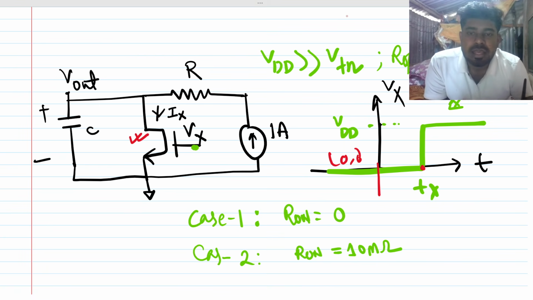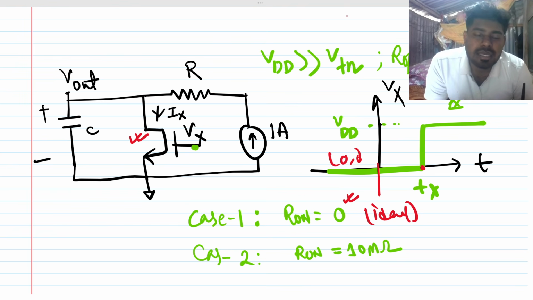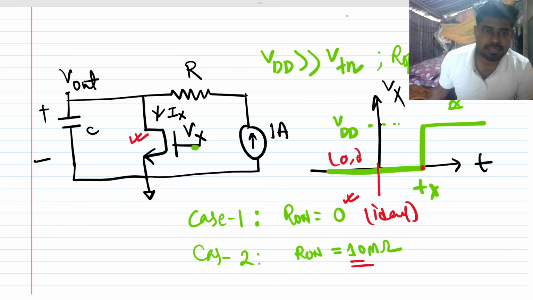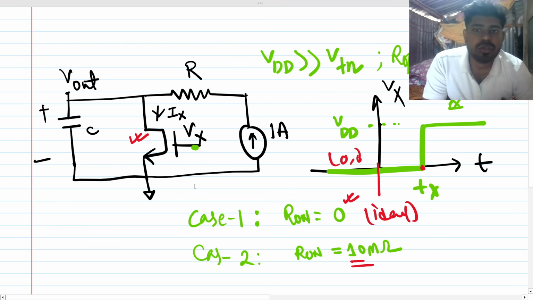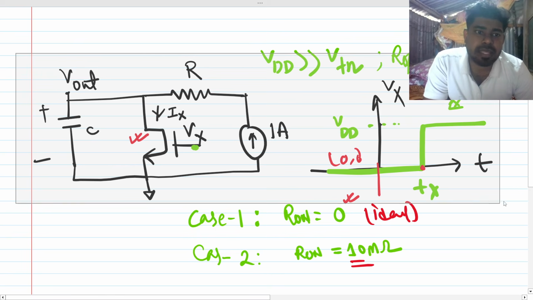And we have two cases. We have to assume that when the switch is on, the resistance is 0 ohm, like this is the ideal case. And there is another case when we have a finite resistance, greater than 0 ohm. So let's solve this very interesting circuit.